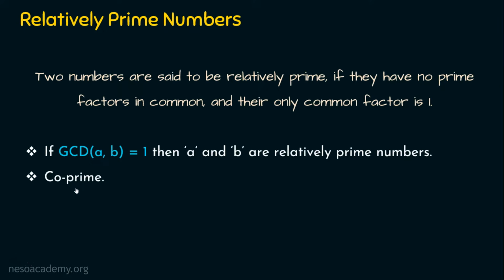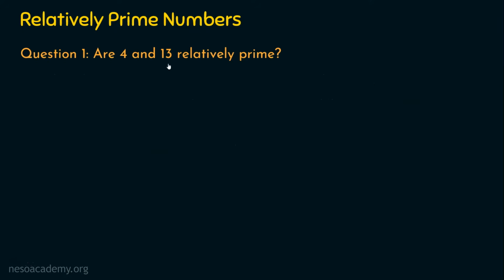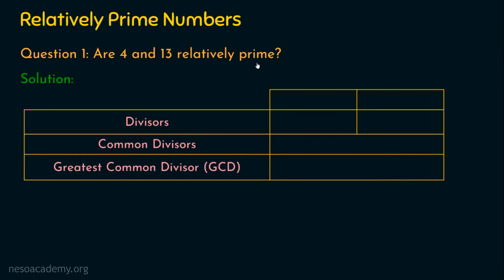Let's see example number 1 first. Are 4 and 13 relatively prime? Now we are going to find whether numbers 4 and 13 are relatively prime to each other or co-prime to each other or not. Let's solve this manually. We know the numbers that are given are 4 and 13. When will we say 4 and 13 are relatively prime to each other? When the GCD of these two numbers is 1, right? Let's take both the numbers. We are going to find the GCD for 4 and 13.